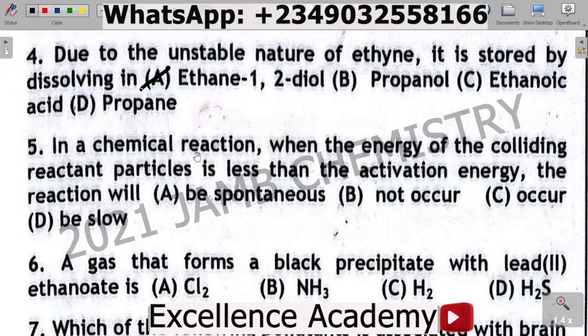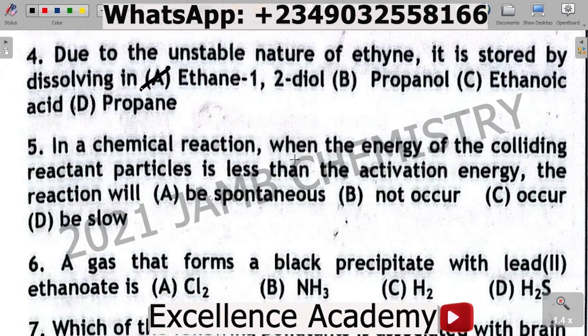Next up, question 5. Question 5 says, in a chemical reaction, when the energy of the colliding reactant particle is less than the activation energy, the reaction will A, be spontaneous, B, not occur, C, occur, D, be slow. Now, to answer this question here, you want to recall that the activation energy is the energy that is required before a reaction can occur. All right. It is the minimum energy that has to be surpassed before a chemical reaction can take place.